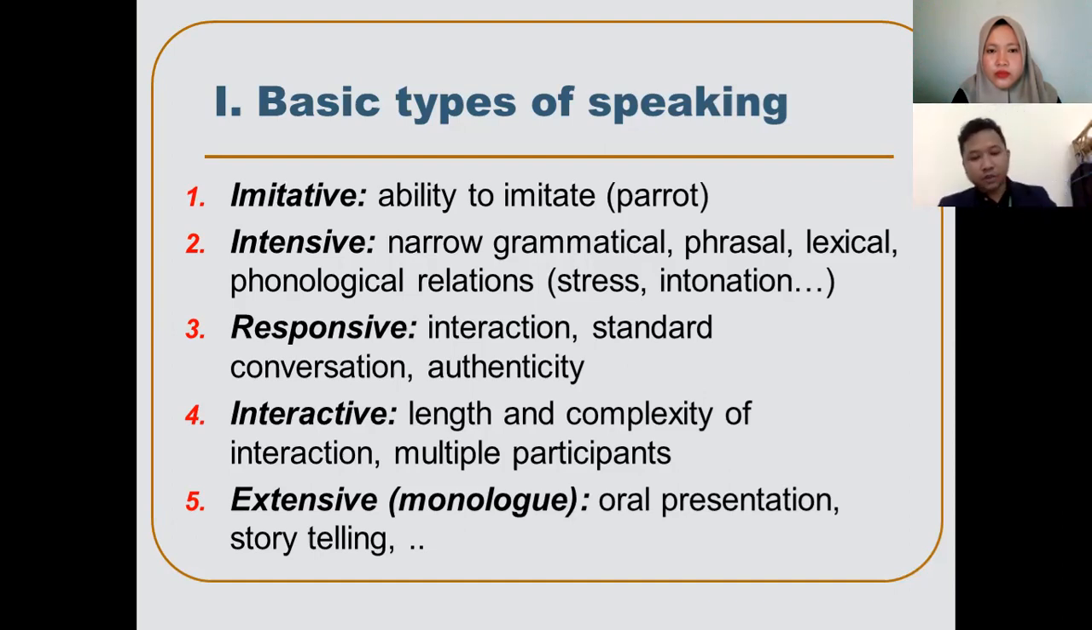And the last one is extensive speaking. It is a monologue. Sometimes we speak alone, to the audience. For example, in an oral presentation, the speaker just speaks to the audience, and the audience just listens to us. Just like when we tell a story to children, and the children listen to the story. So it is also extensive. So these are the 5 types of speaking as we experience in speaking.